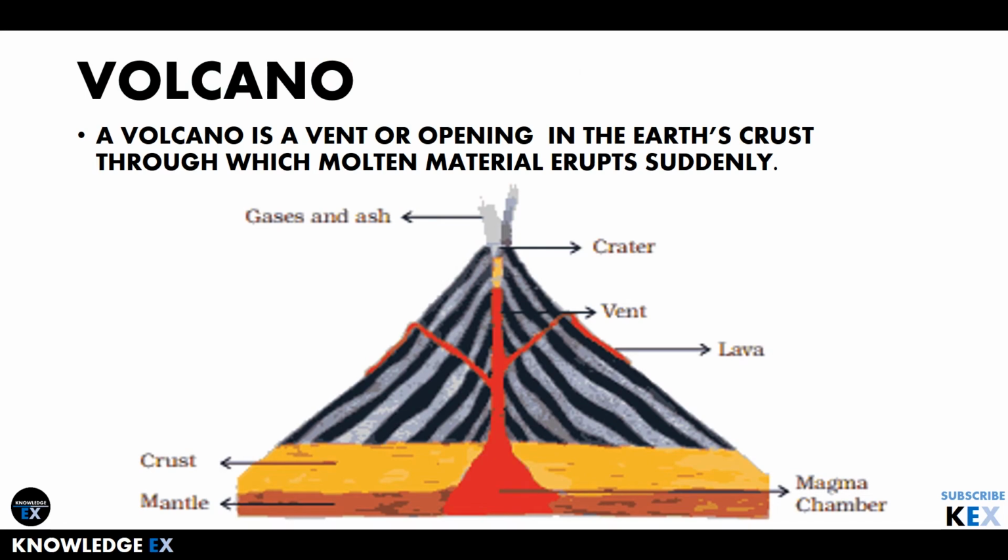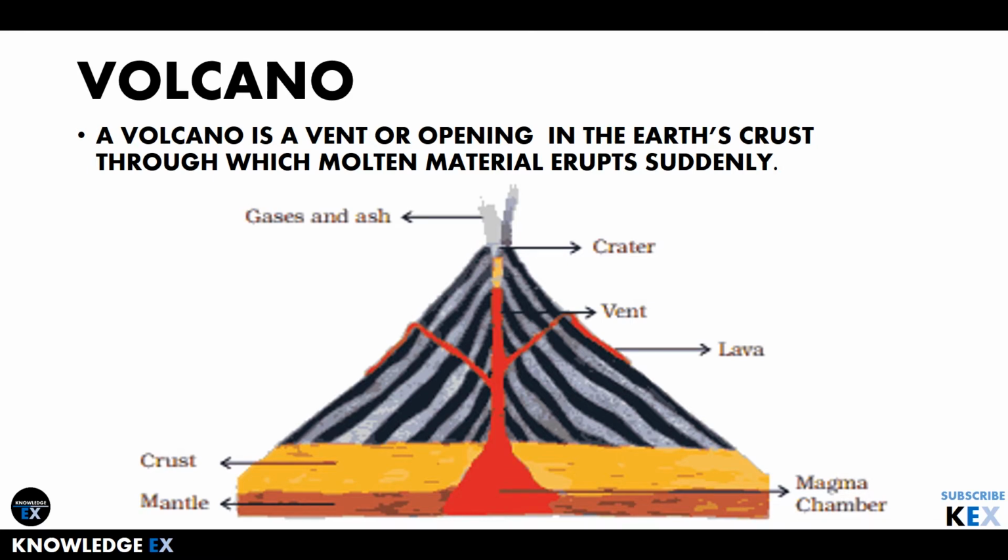Now we are going to study a volcano. A volcano is a conical vent or opening in the earth's crust through which molten material erupts suddenly. As you can see in this picture, the hot magma deep inside the earth, that is the magma chamber, finds its way towards the earth's surface and it cools down and solidifies. And again this process repeats, which leads to the formation of a conical structure which we call a volcano.